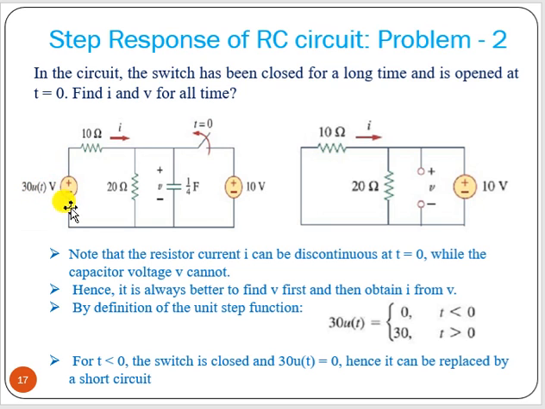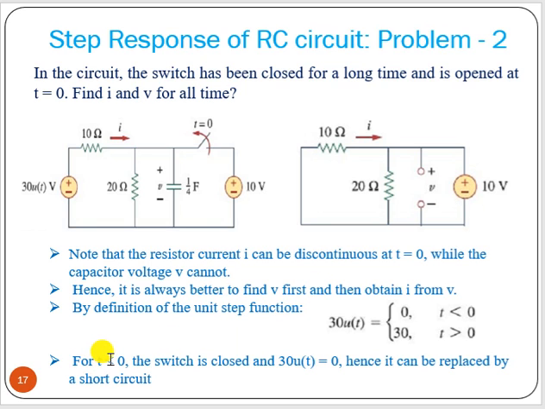So for t less than 0, the voltage source is short circuited, the 10 ohm and capacitor are open circuited, and the switch is closed. So we have 10 volt. Then what is the voltage across this capacitor? That is nothing but 10 volt, right?